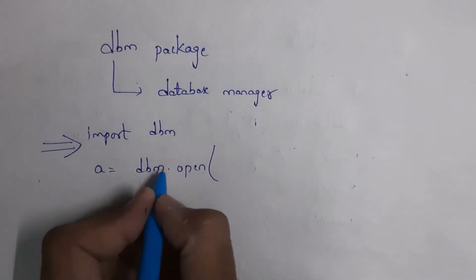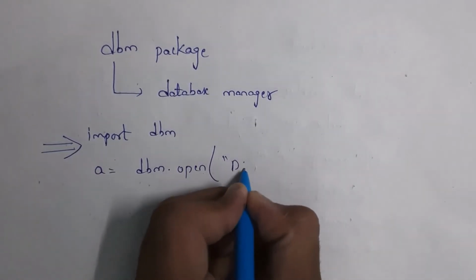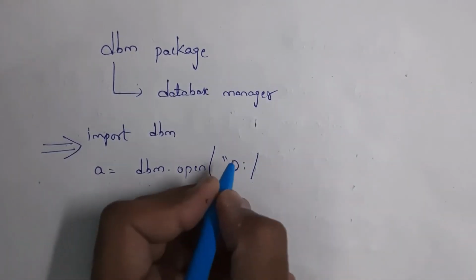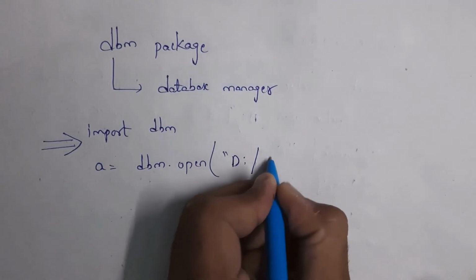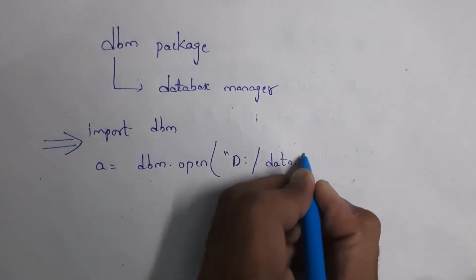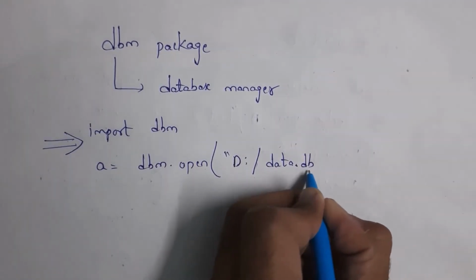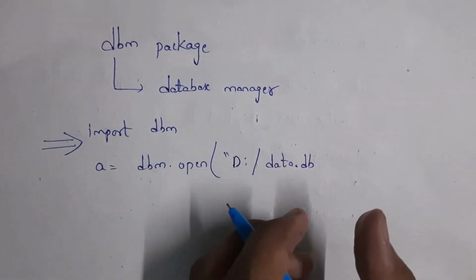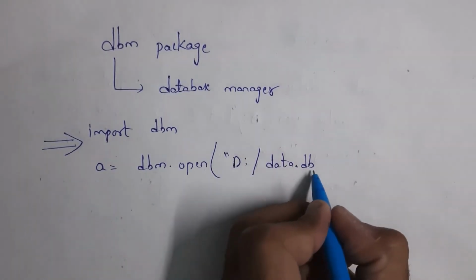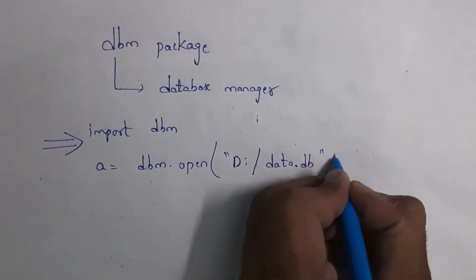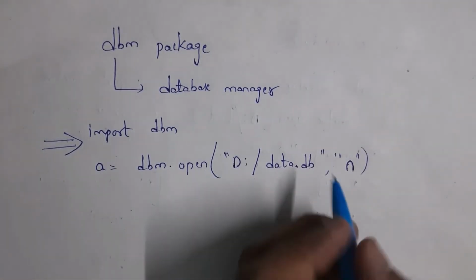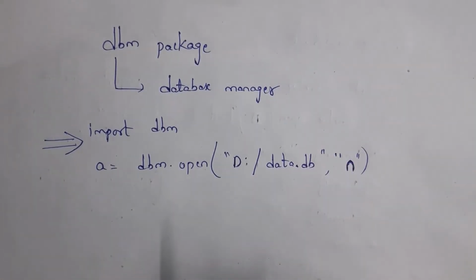I want to create a database with name data. So just write here dbm.open, and I want to create this database in local disk D. So write here d:/. My database name is data.db. Guys, definitely write here .db because we are creating a database. We'll create the database with .db extension, comma n. If you want to create a new database, then you need to use n mode, where n stands for new.